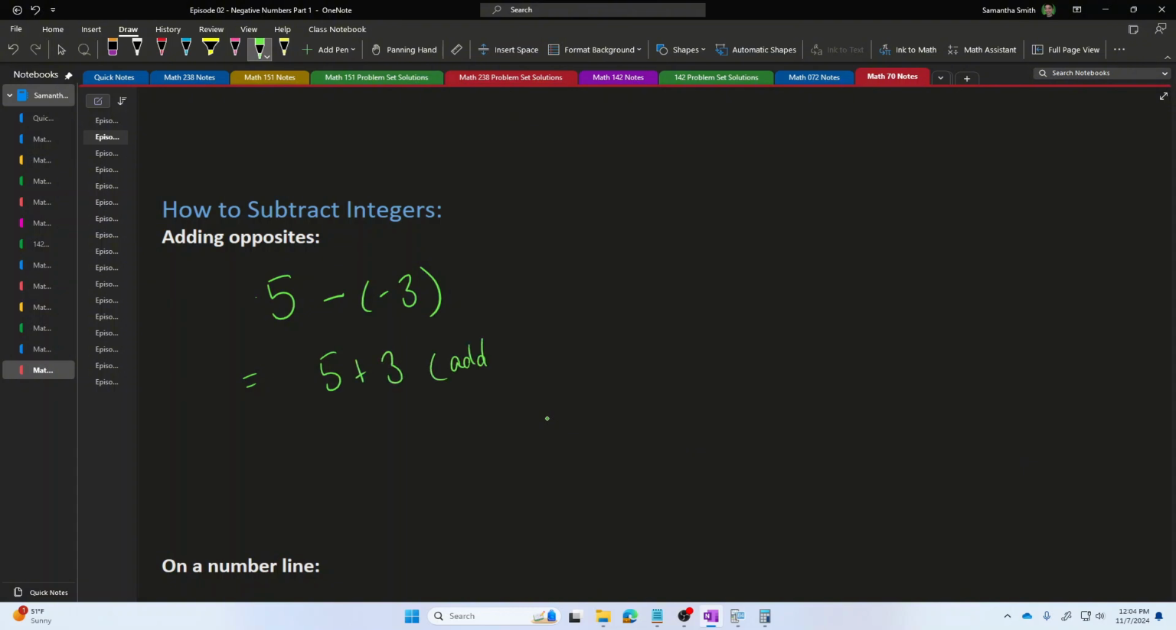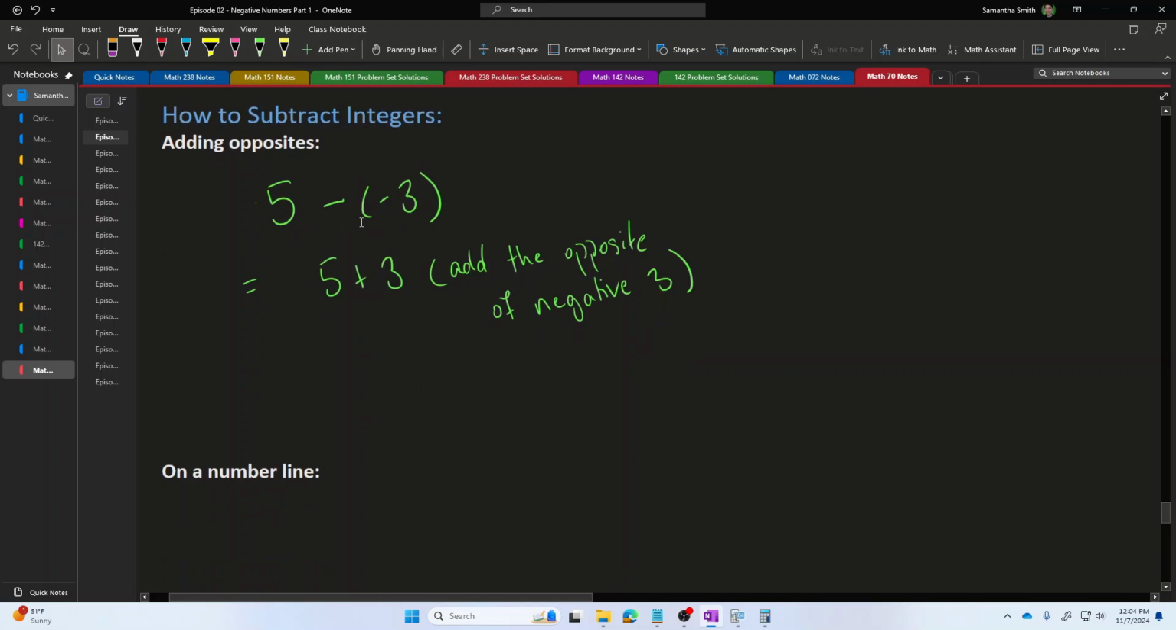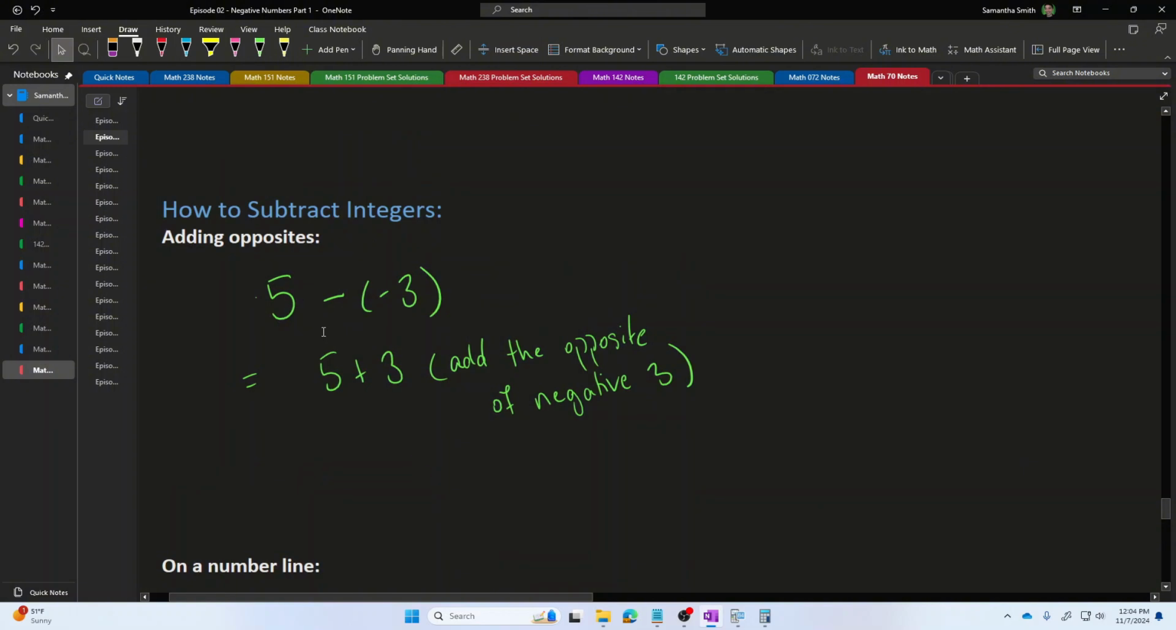Add the opposite of negative 3. So 5 minus negative 3 would be equivalent to 5 add positive 3. Minus a negative is the same thing as adding a positive. 5 plus 3 would give us 8.